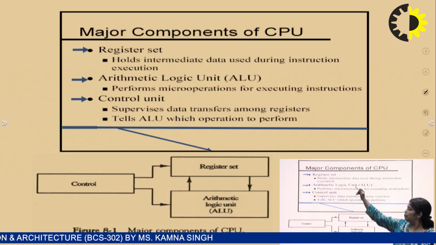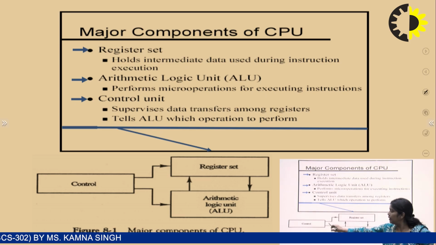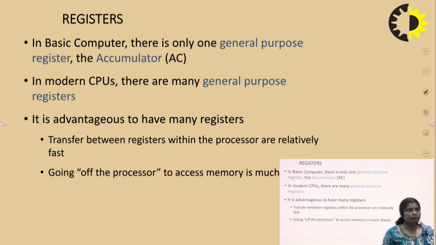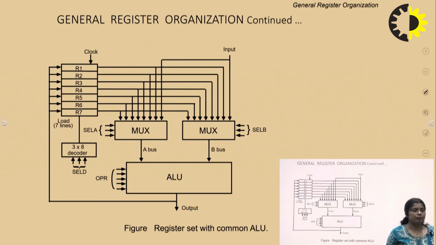Now, these are the main components as we discussed. Here is the control unit, which is directly connected with the register set, and the register set is directly connected to the arithmetic logical unit. Today we are going to discuss how the register set communicates. The registers are the accumulator or general purpose registers. In the modern CPU, there are many general registers. The advantage is that transfer between the processor and the registers is very fast if we are using the general purpose organization, whereas memory access is much slower compared to the general register organization. So this is the simple concept of the general register organization.